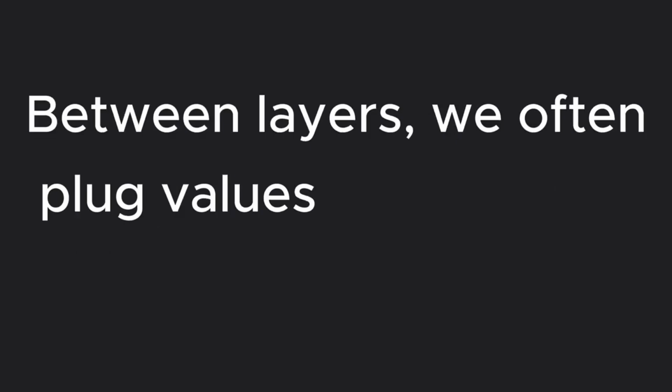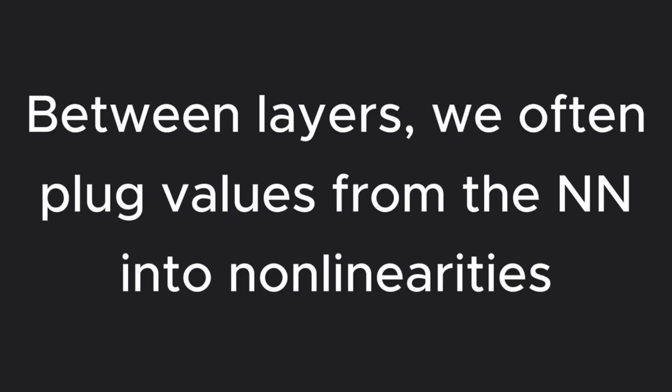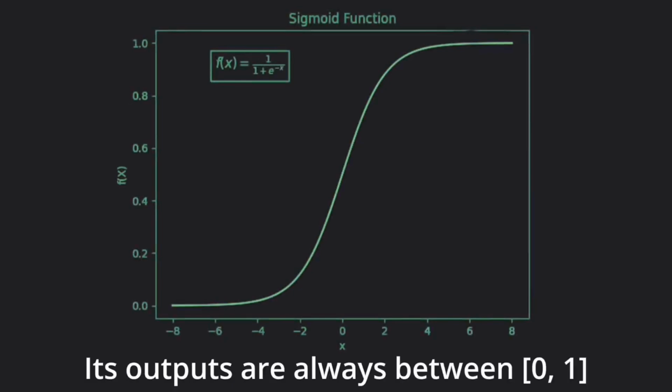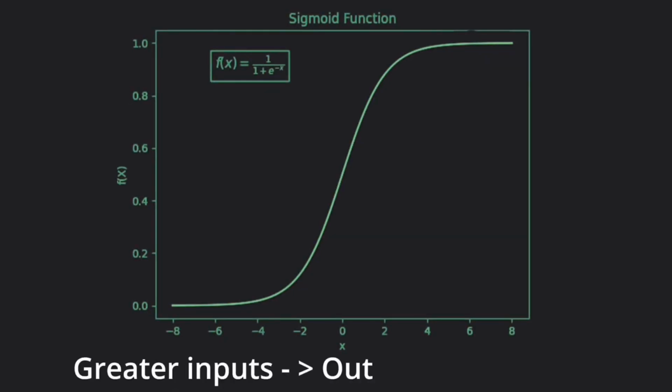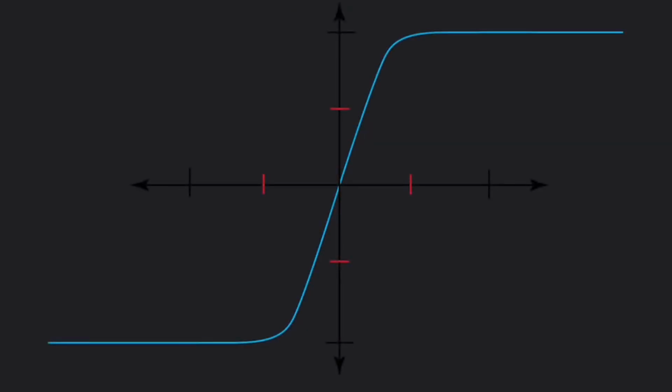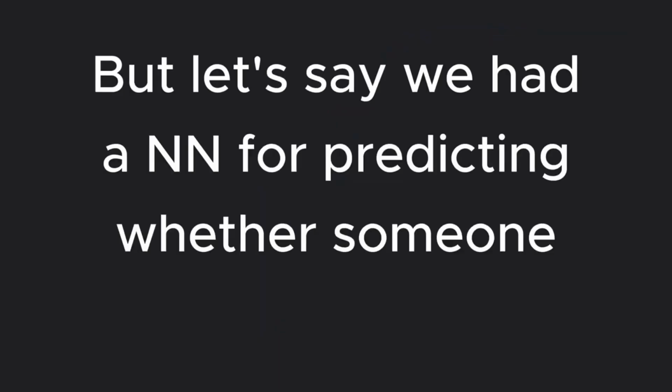Between layers, we often plug values from the neural network into nonlinearities like the sigmoid. Its outputs are always between 0 and 1, and the greater the input, the closer the output is to 1. There are multiple benefits to using the sigmoid, and other nonlinearities like the tanh function. But let's say we had a neural network for predicting whether someone develops diabetes, and we added the sigmoid after the final layer. What would be the purpose of this?